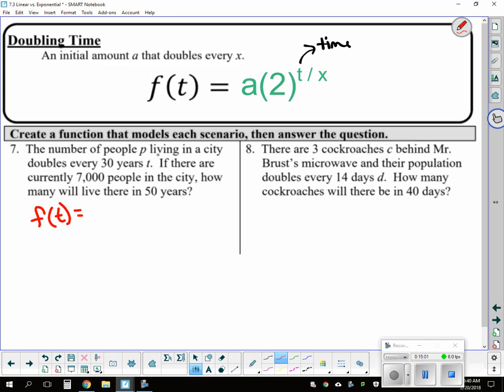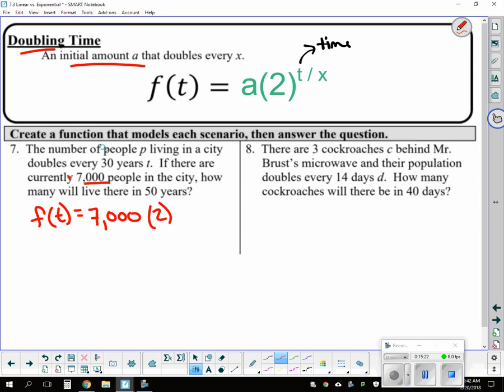So a is your initial amount. What's the initial amount here? 7,000 people. Times 2. Why is it 2? Well, of course, because we're doubling. And then to the t over x.